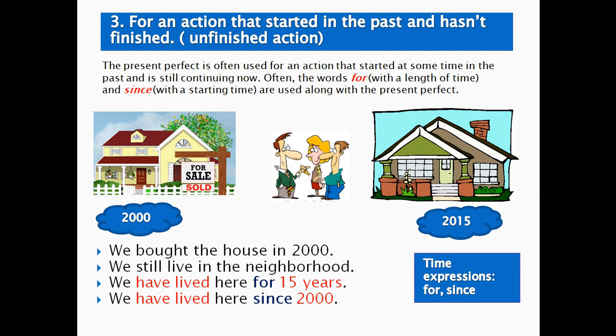Now the third use of present perfect simple, for an action that started in the past and hasn't finished. So the present perfect is often used for an action that started at some time in the past and is still continuing now. Often the words for and since are used along with the present perfect.